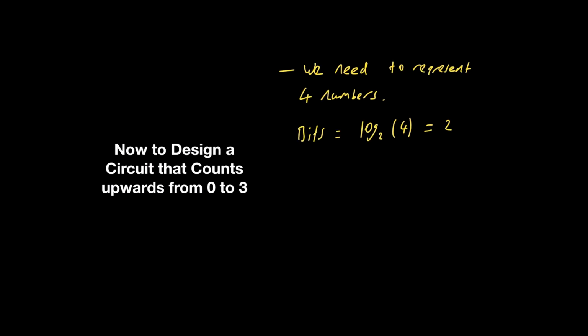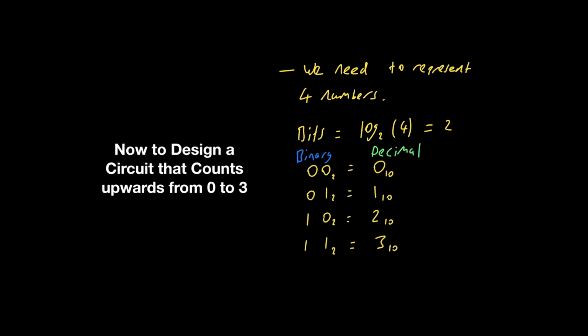Now for the example design task. Consider designing a circuit that counts upwards from 0 to 3 when a button is pressed to keep a score. We need 4 numbers to be represented by binary signals. As we need 4 numbers, log base 2 of 4 is 2, so 2 bits are needed. This is represented in binary as shown, compared with the decimal system.